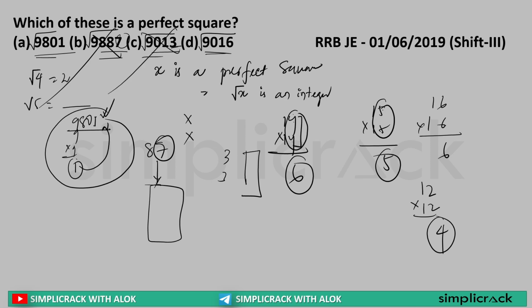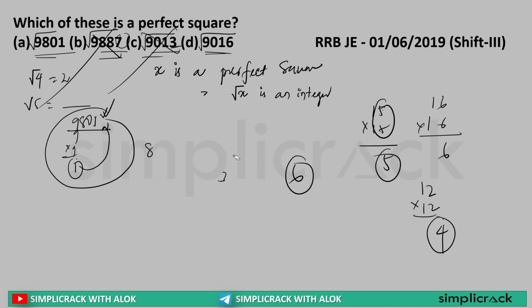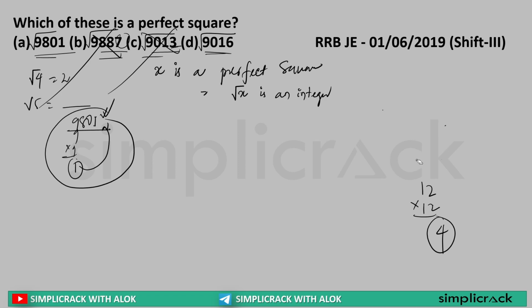Then 9016 is a perfect square. Right? Now, if you understand all this, you will directly eliminate the two options and start finding square roots of 9016 and 9801. Start with 9801, because if it is not right, then the other will automatically be right. So how to find out the square root?